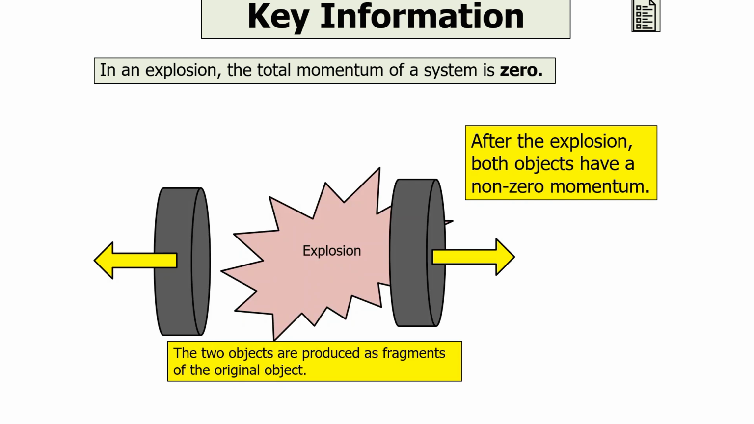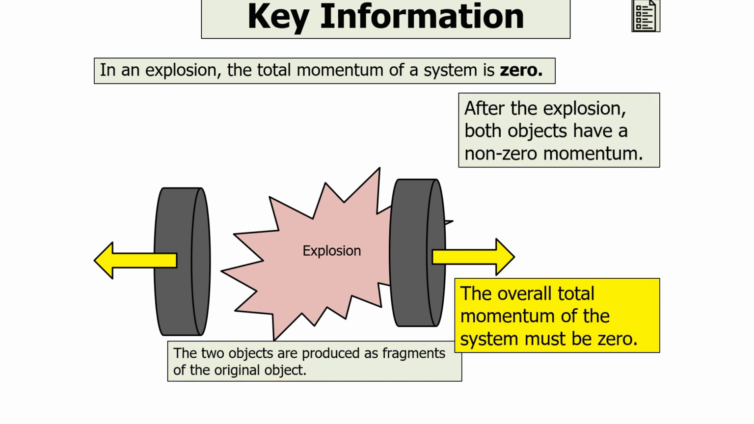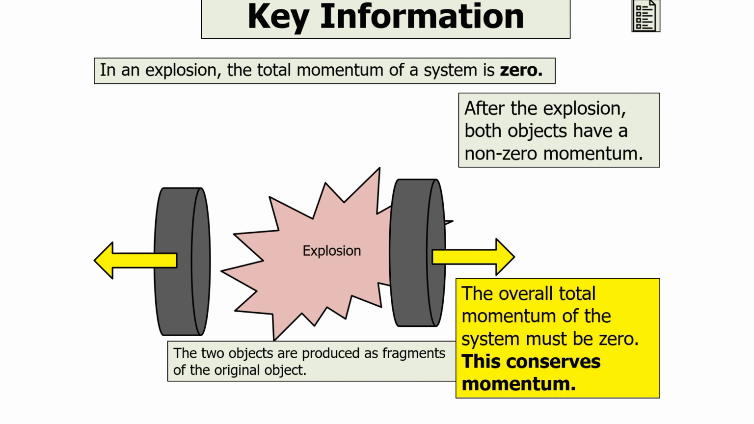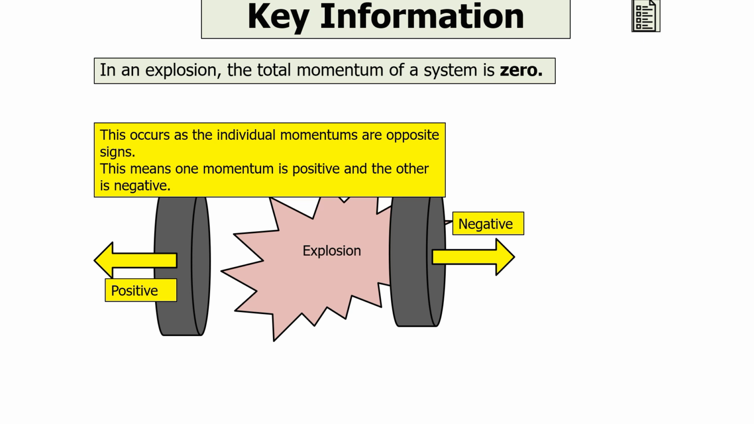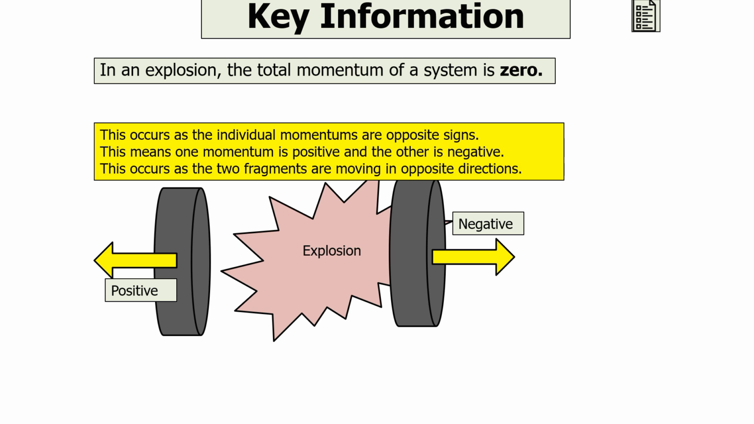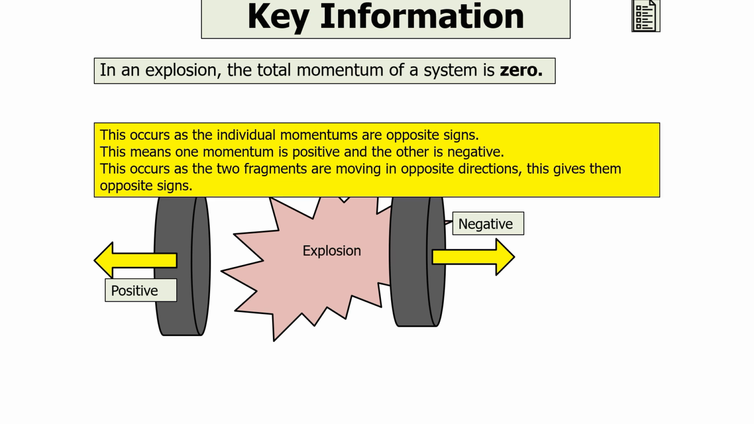Now, after an explosion, both objects have a non-zero momentum. Now, the two objects are produced as fragments of the initial object. Now, as we said, the total overall momentum must be zero because this conserves momentum. Now, this occurs as the individual momentums are in opposite signs. This means that one momentum is positive and the other momentum is negative. This occurs as the two fragments are moving in an opposite direction, and this opposite direction gives them opposite signs.